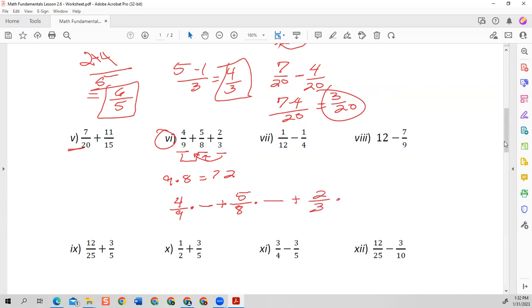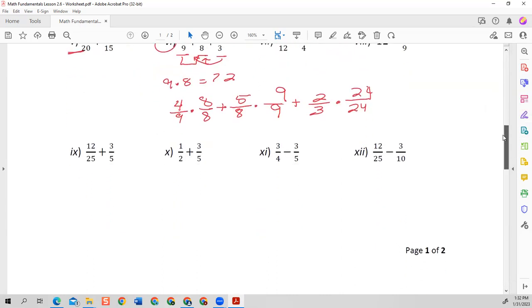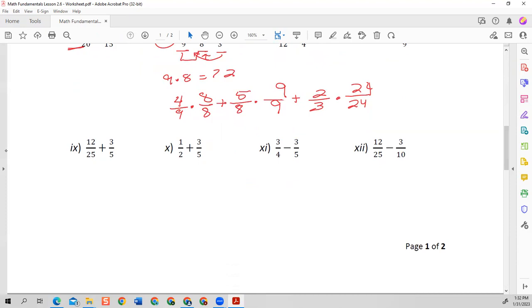And they're all going to change by something different. So 9 times 8, so 8 goes on top here. 8 times 9, and then 3 times 24. All right, so now we have it written where our denominators are going to be the same, so let's just rewrite it all over that 72. On top, I got 4 times that 8, plus 5 times that 9, plus 2 times that 24.